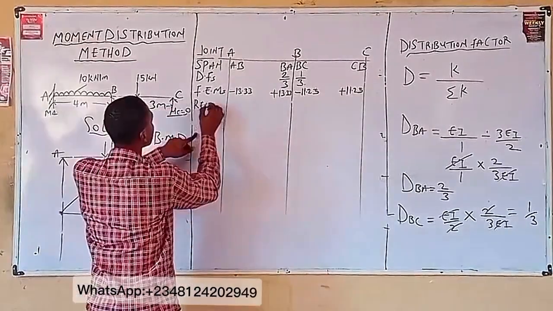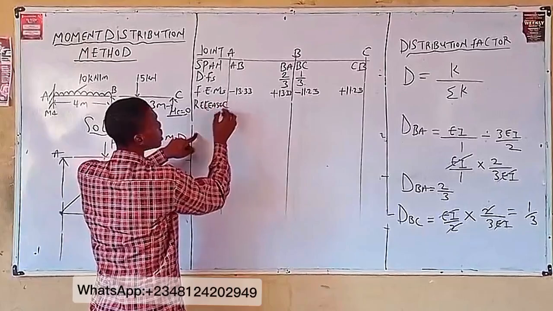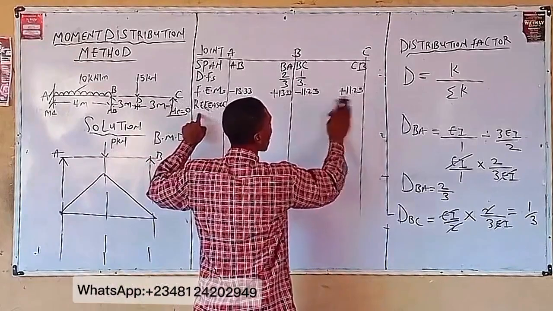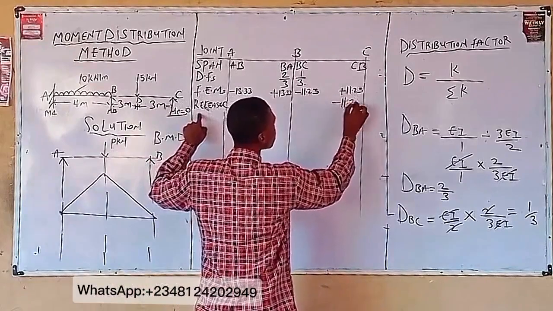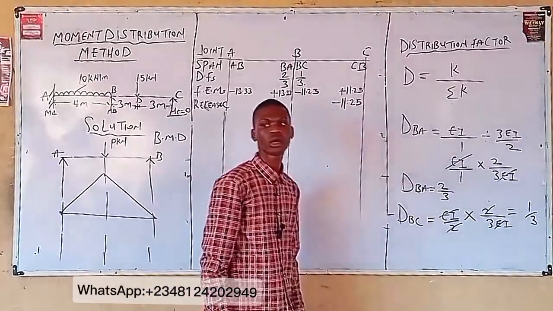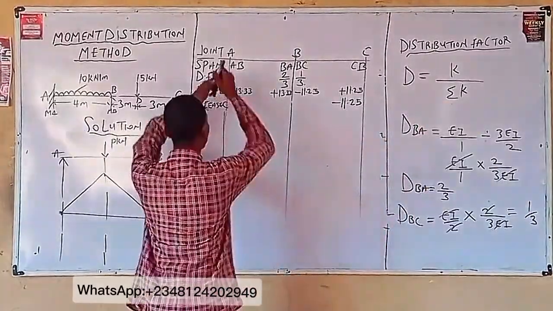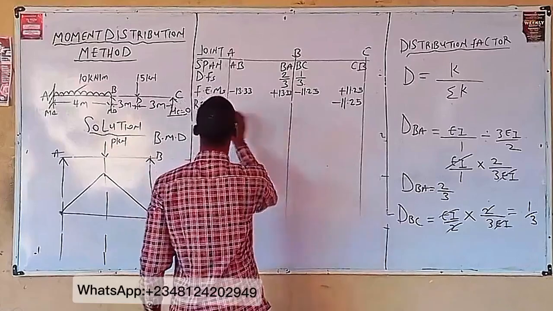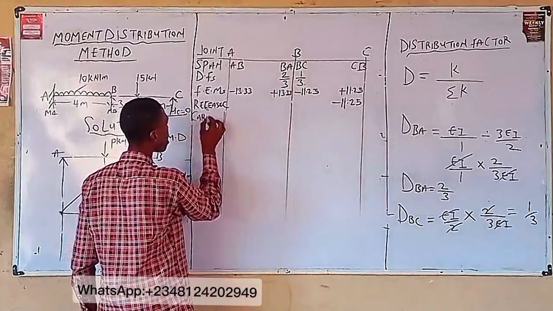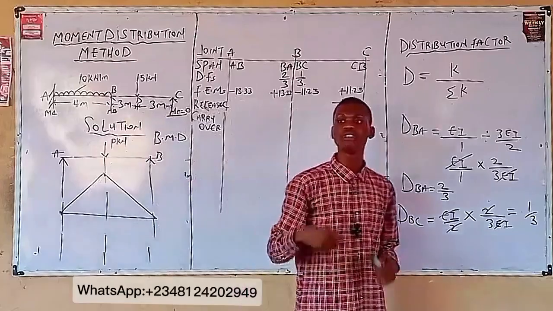Now, release C. You know how to release, right? Meaning for joint C, I have negative 11.25. From here, the next step is carry over. You are carrying over what you've released.